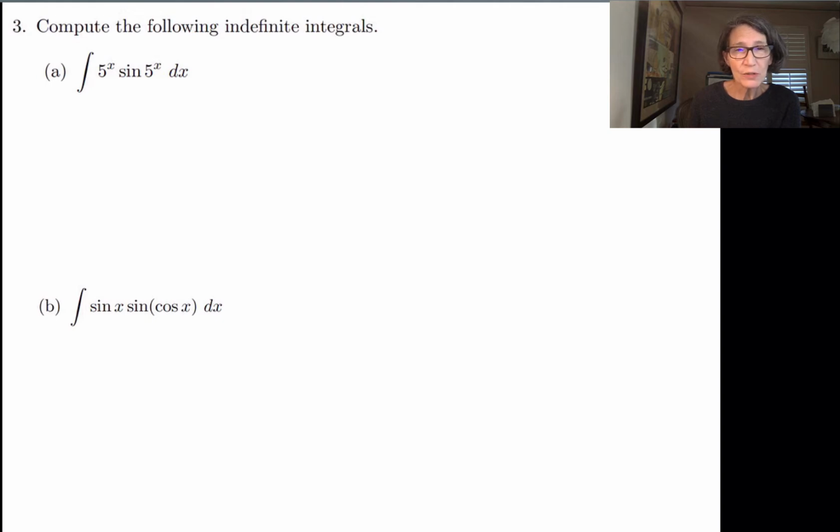So remember, when you need to do a substitution, you're looking for a composite function in your integrand, and your substitution, your u, is going to be the inside of a composite function. So looking at this integrand, I see I have a sine of 5 to the x, so that's a composite, and the inside is 5 to the x, so I'm going to try u equals 5 to the x.